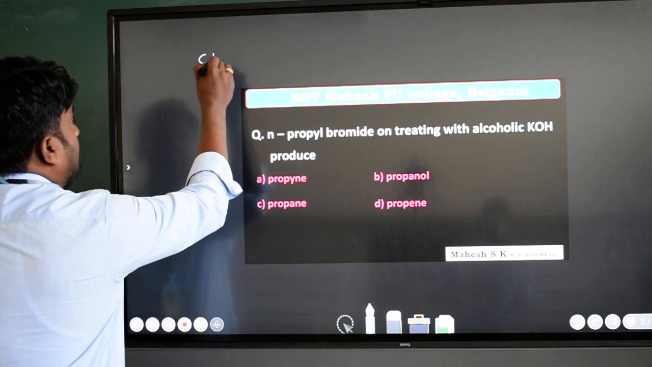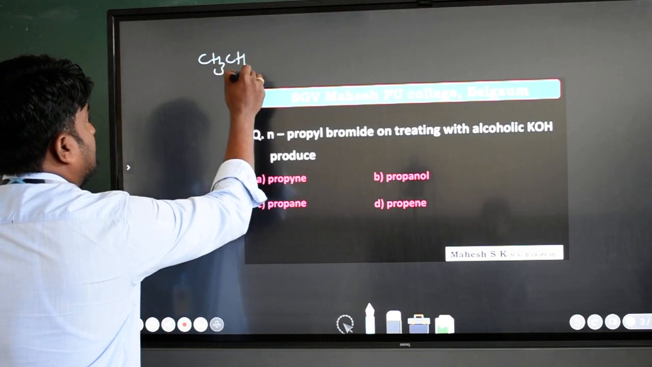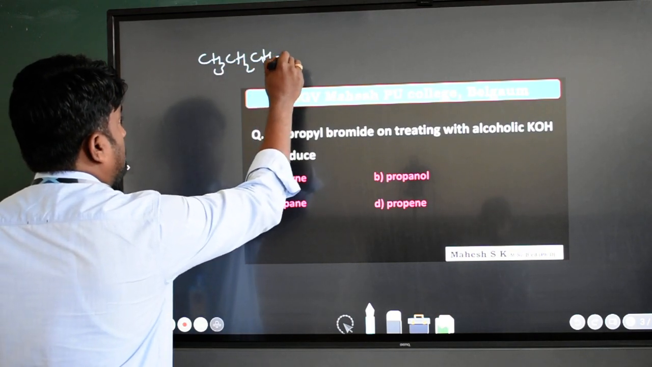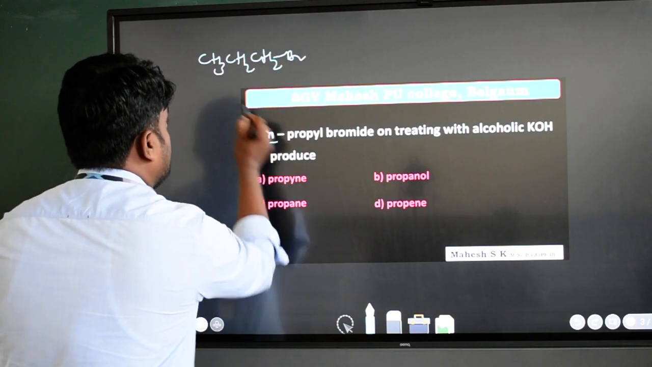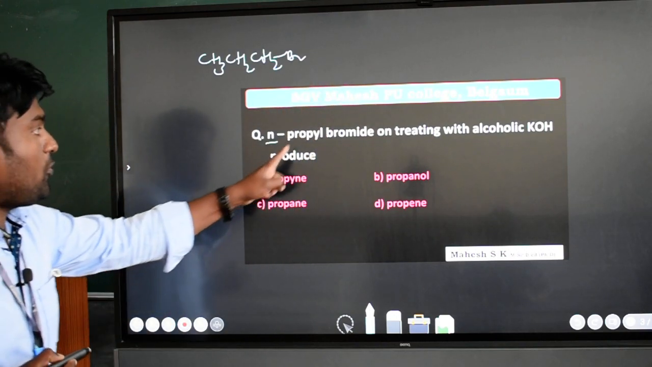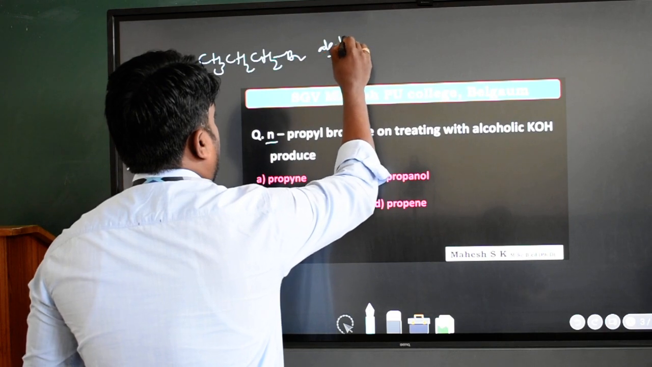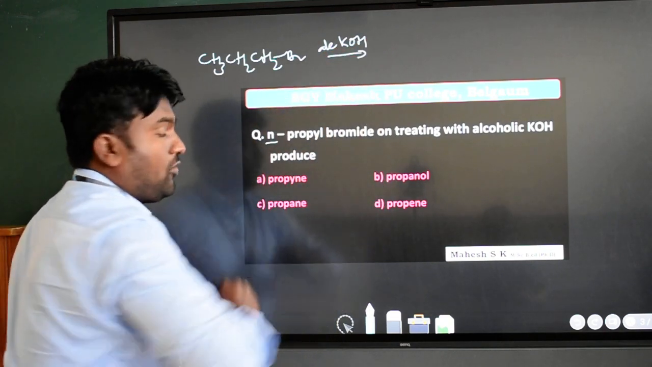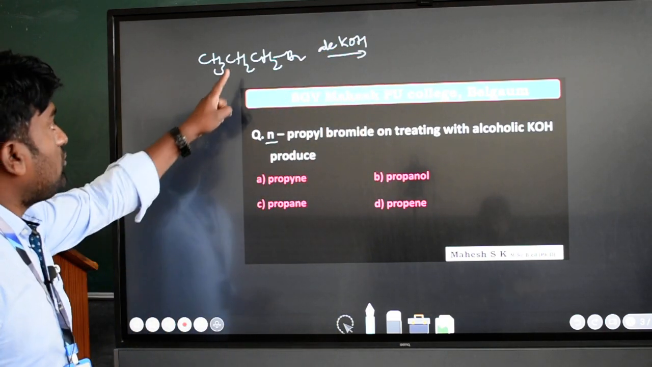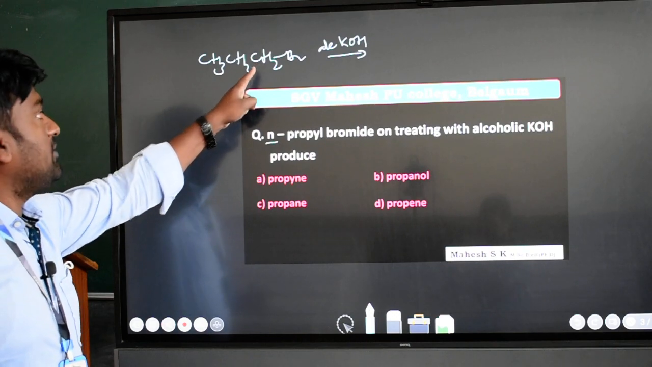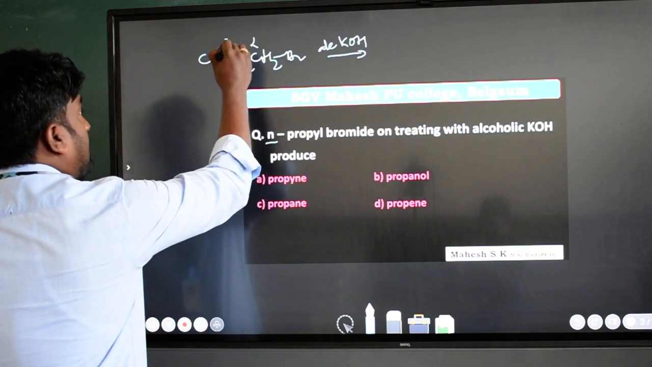So I will write here n-propyl bromide, that is CH3CH2CH2Br. N represents what? Straight chain. Then n-propyl bromide, when it is treated with alcoholic potassium hydroxide, we have to eliminate hydrogen from the beta carbon atom. So this is alpha, this is beta.